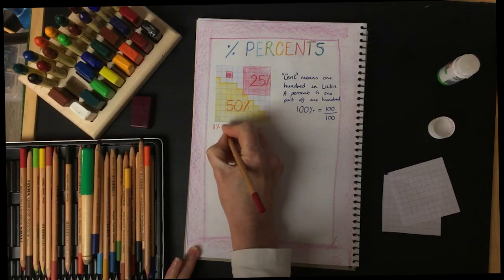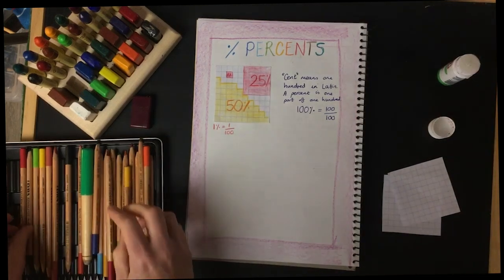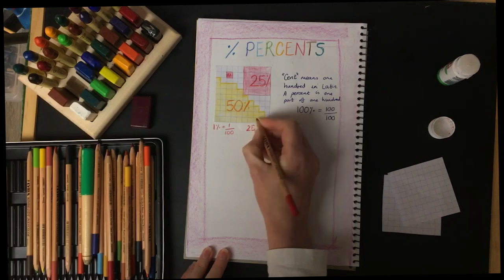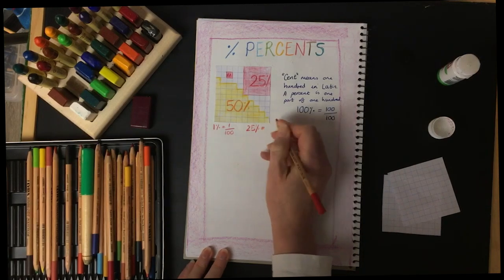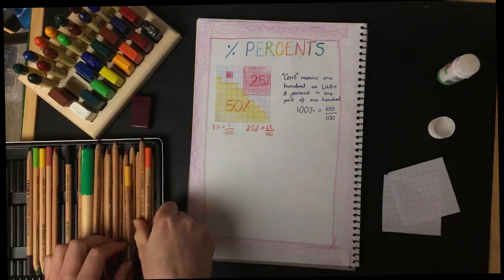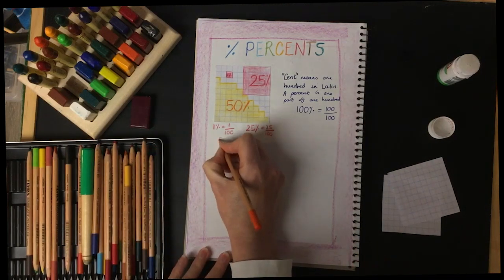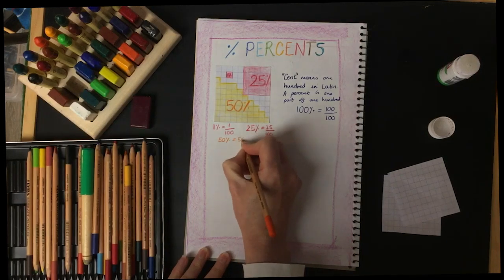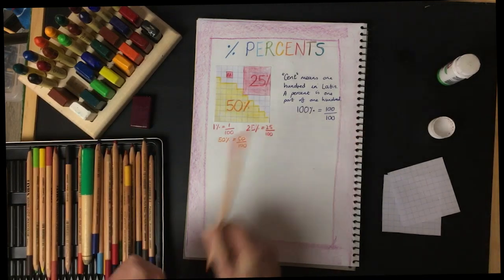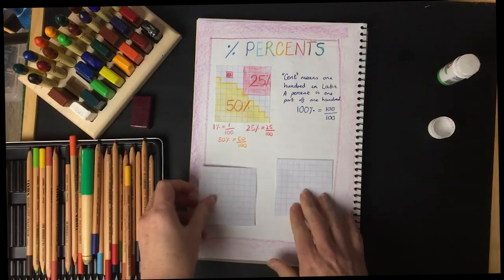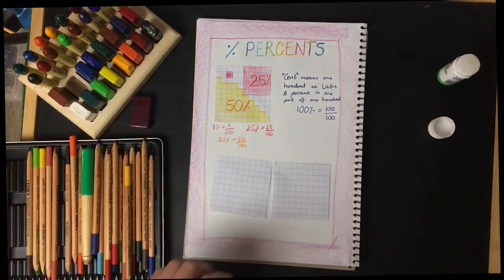1% as a fraction is 1 over 100. And then the 25% is equal to 25 over 100. And 50% is equal to 50 over 100. Very good. Now our next 2 squares, you can really honestly do anything you want at this point.